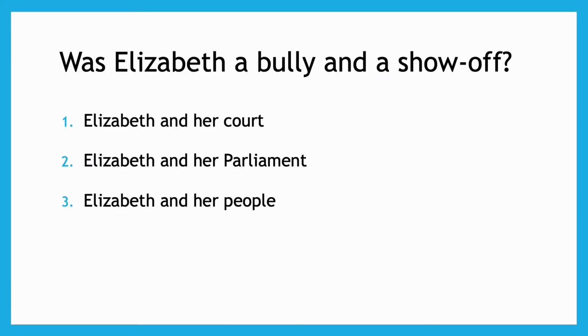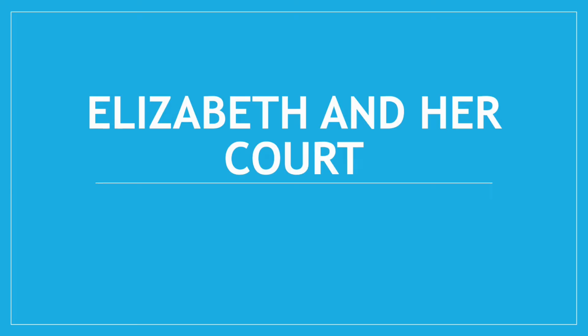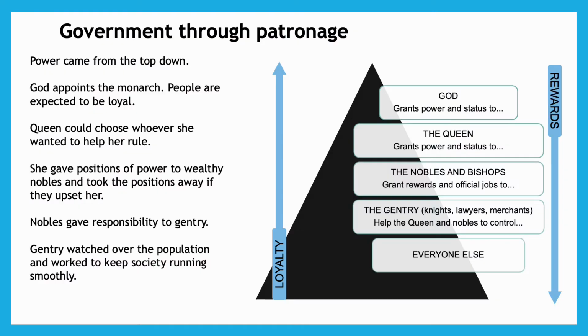A big question that we look at in this module is, was Elizabeth a bully and a show-off? This section is split into three: Elizabeth and her court, Elizabeth and her parliament, and Elizabeth and her people. If we start off with Elizabeth and her court, Elizabeth ran her government through patronage.